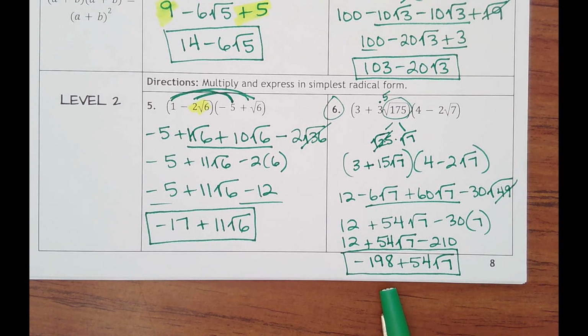Final answer should be negative 198 plus 54 square roots of 7. So we got the 2 middle terms. You should add a negative 6 plus 60, which is 54 square roots of 7. And this would be negative 30 times just regular 7, which is negative 210. Negative 210 plus 12 is the negative 198.